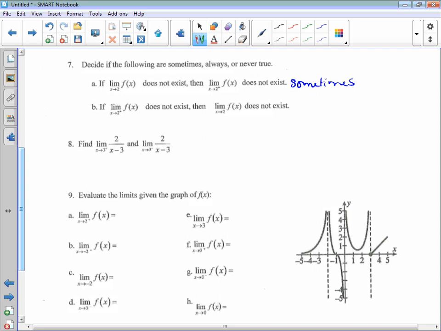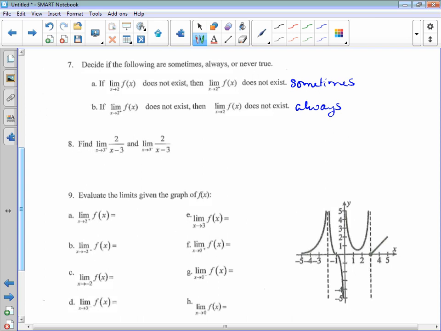That's sometimes. The left and the right could both exist, but if they don't equal each other, then the overall limit does not exist. Alright, now letter B, if the limit from the right does not exist, then the limit does not exist. Always.